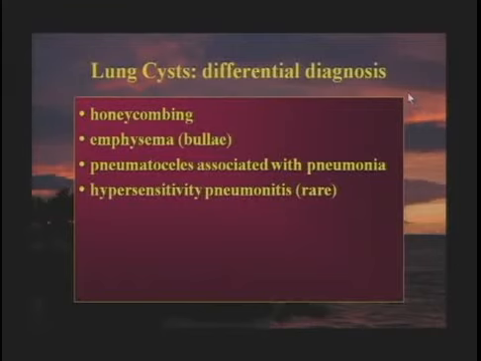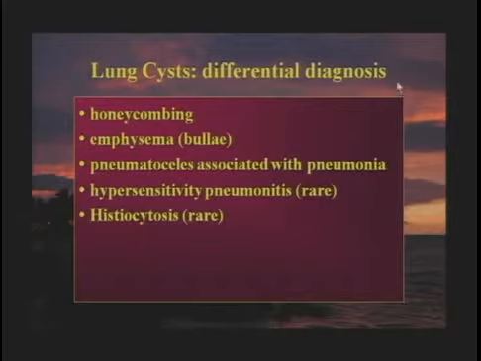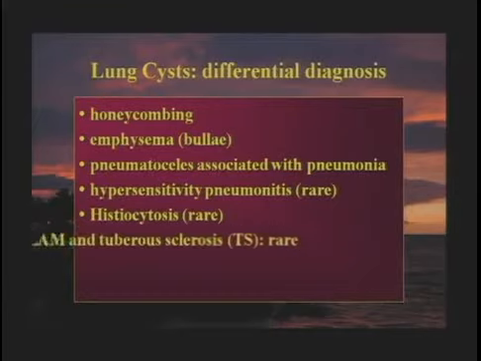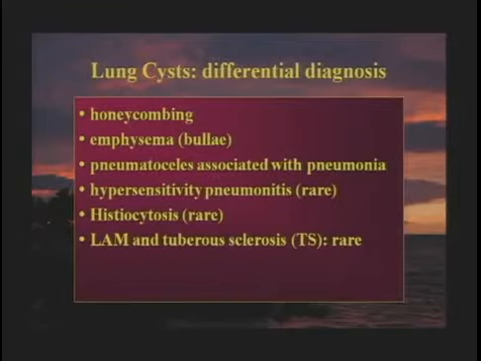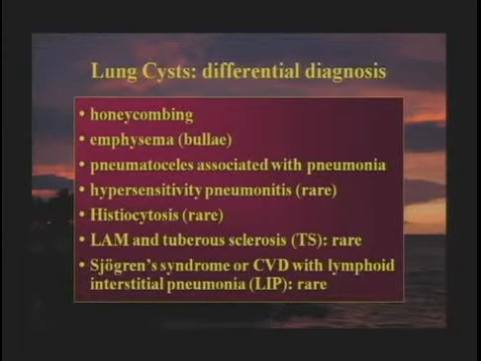Hypersensitivity pneumonitis in some patients may be associated with cysts due to air trapping. But there are several lung diseases that are characterized by lung cysts as the primary or only abnormality. And these are quite rare. These are histiocytosis, lymphangiomyomatosis, LAM, and the lung disease of tuberous sclerosis. Those are quite rare. And Sjogren's syndrome or other collagen diseases associated with lymphoid interstitial pneumonia or LIP, also relatively rare. But these are cystic lung diseases, and I'm distinguishing these from these more common causes of lung cysts that we can usually diagnose as what they are.